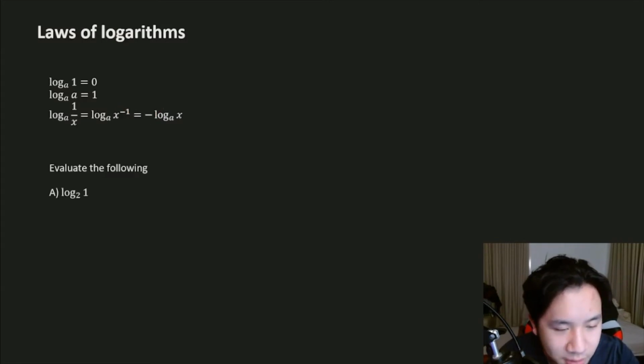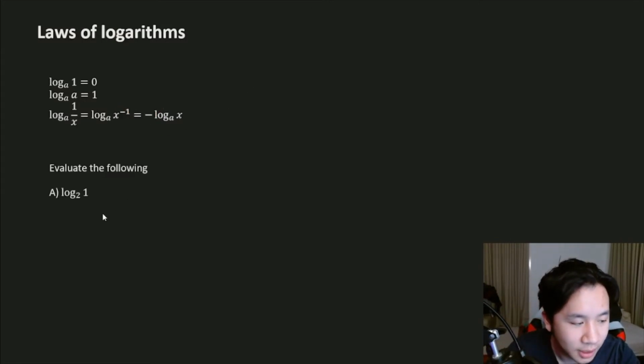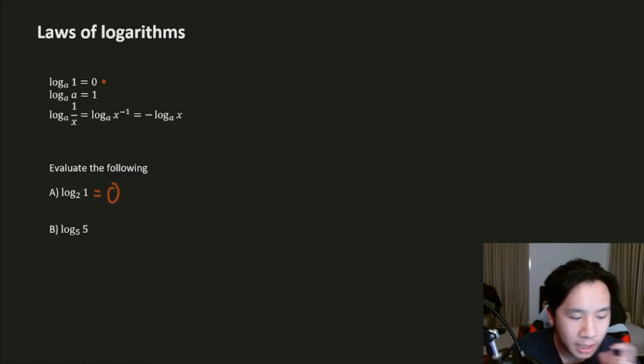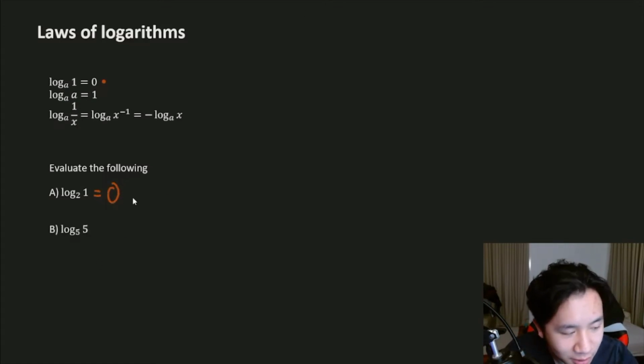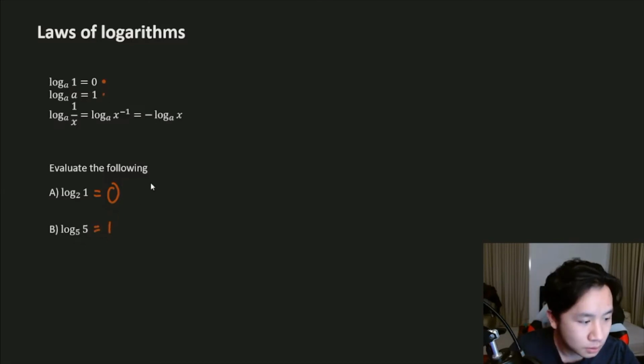All right, so here we're asked to evaluate log_2 1. That one just uses the first rule. If you have a 1 here, this is just going to be equal to 0. If you have log_5 5, you're just going to be using the second rule. If these two numbers are the same, it's just going to be equal to 1.